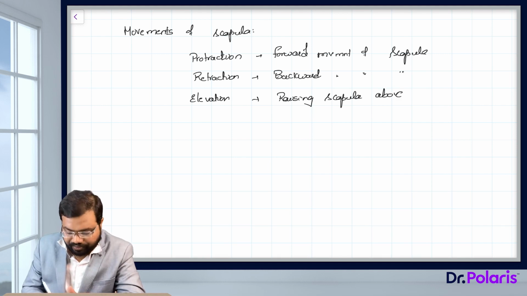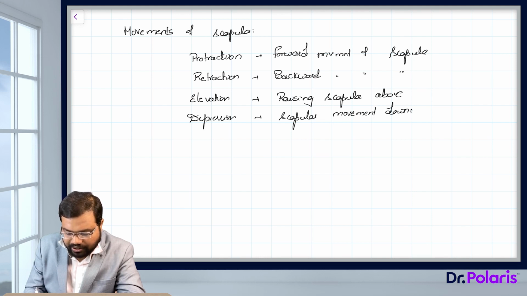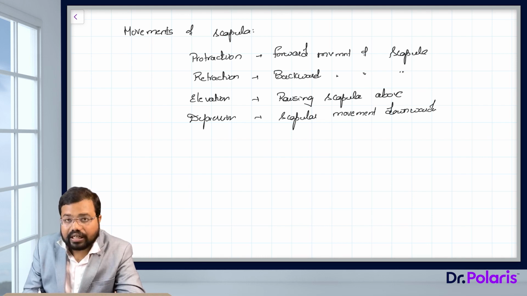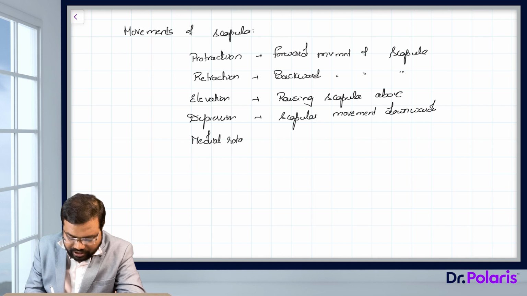Next is depression. What is depression? It is the movement of the scapula downwards. Scapular movement downwards is called depression. And even rotations are possible: one is a medial rotation and another is a lateral rotation.